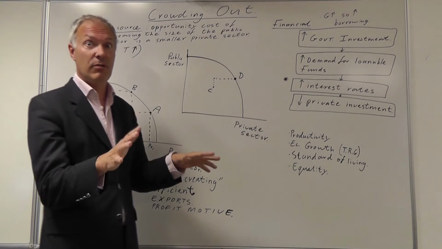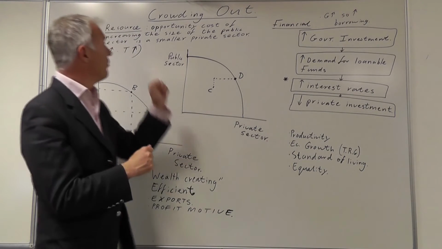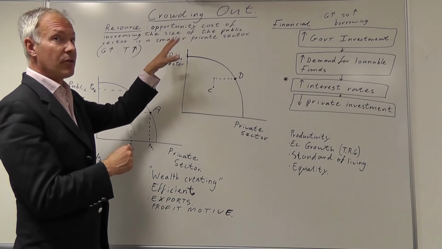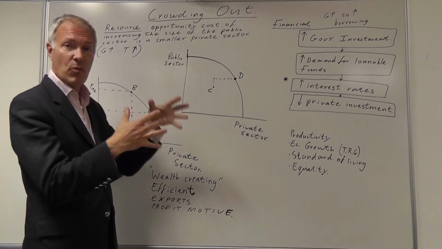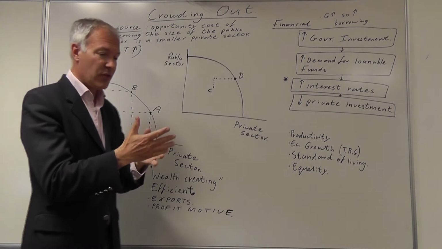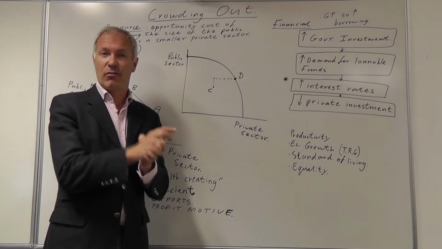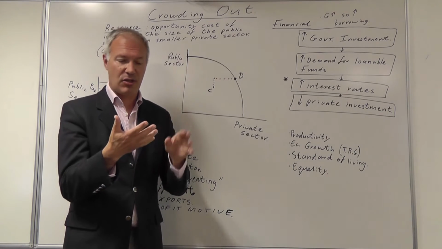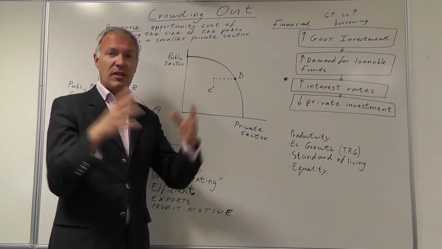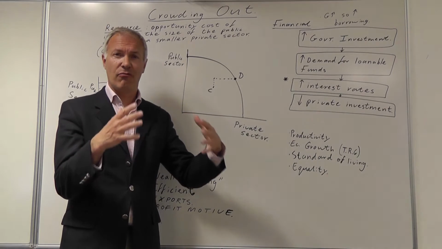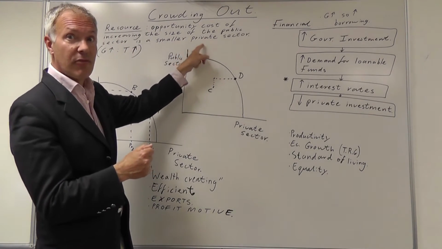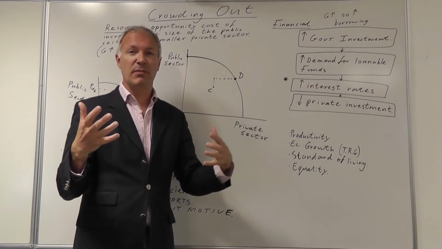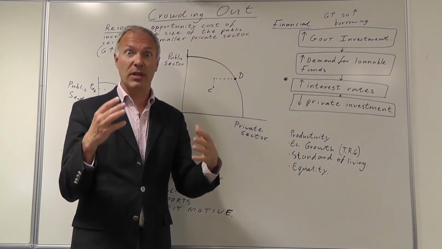This concept is really quite simple. It's simply this, that the opportunity cost of increasing the size of the public sector is a smaller private sector. There's only a limited level of resources in the economy, such as labour and capital. So if the government takes more of the national cake, then there's going to be less left for the private sector. So as a proportion of GDP, the private sector will be smaller.